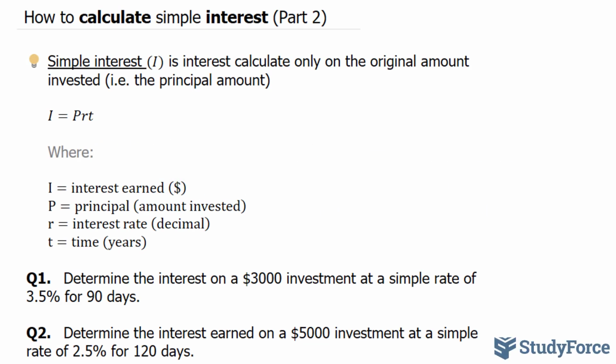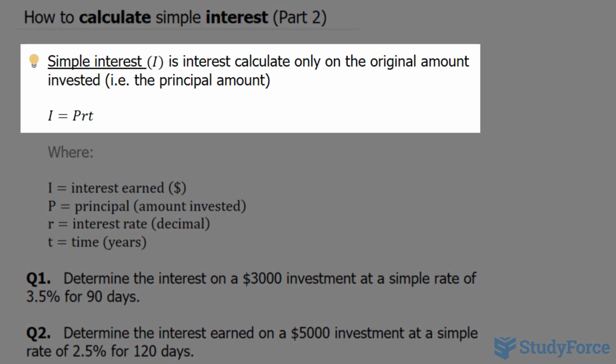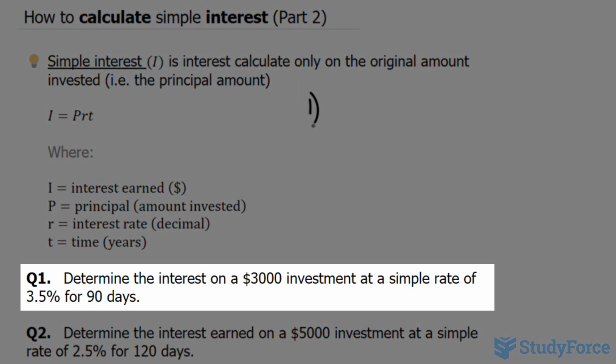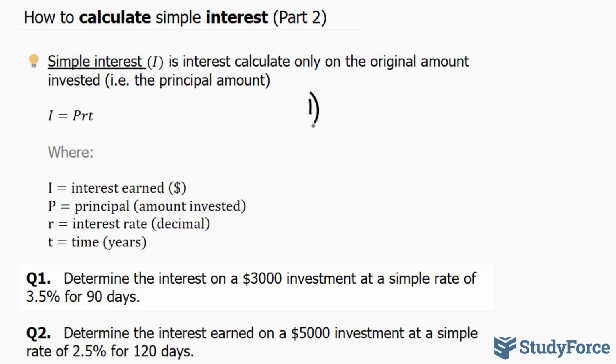In this quick video, I'll show you two more examples on how to calculate simple interest. As discussed in part 1, simple interest is interest calculated only on the original amount invested, which is known as the principal amount. We'll start with question 1. In question 1, they ask us, determine the interest on a $3,000 investment at a simple rate of 3.5% for 90 days.